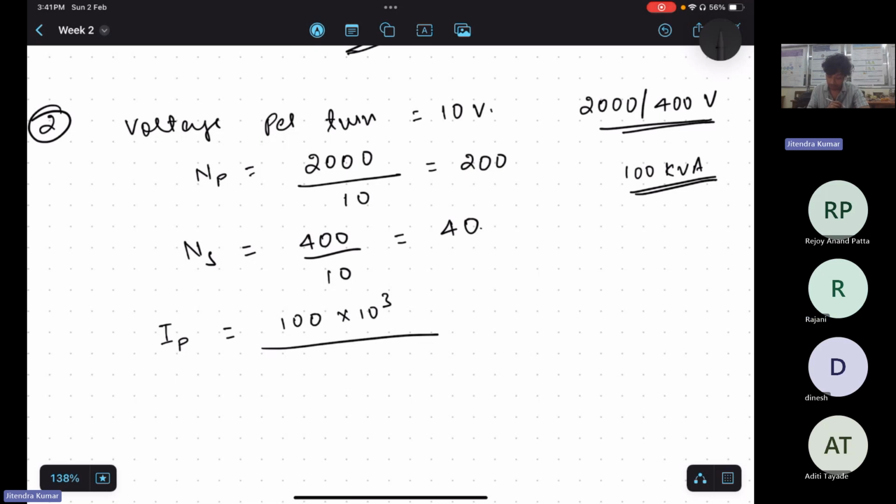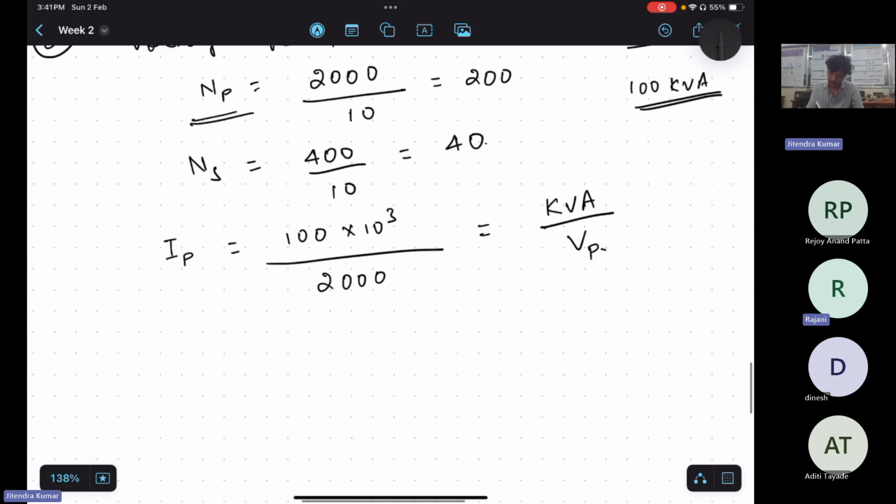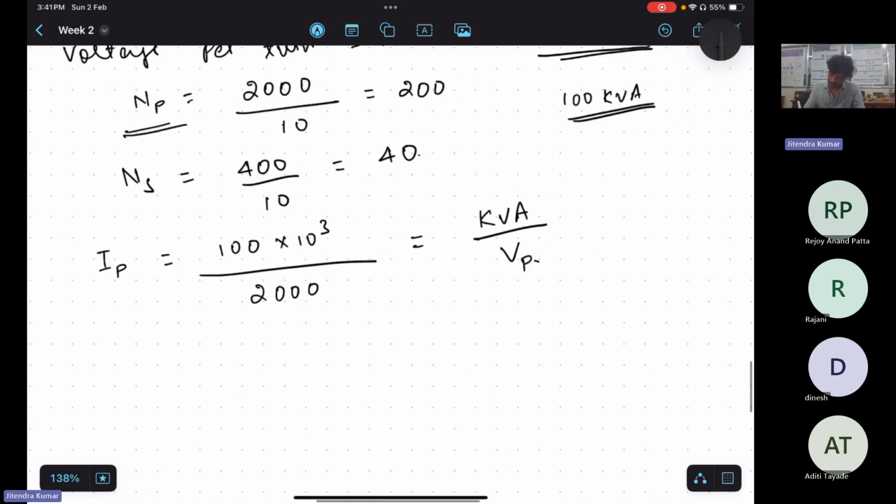divided by 2000. Sorry, 200? Oh no, sorry. You are correct, 2000 only. But here, to calculate current, we should have kVA divided by VP. So VP is nothing but 2000. Now can we calculate it?